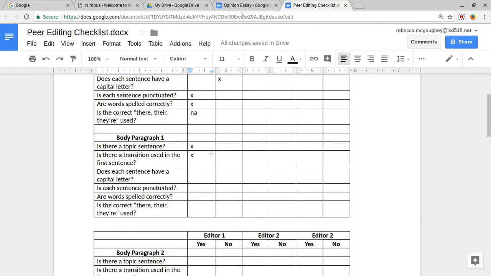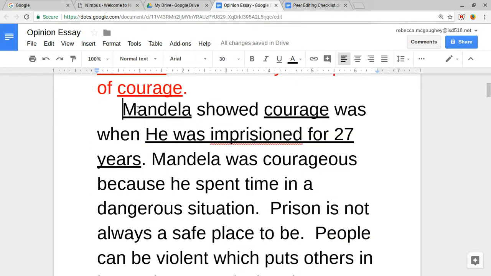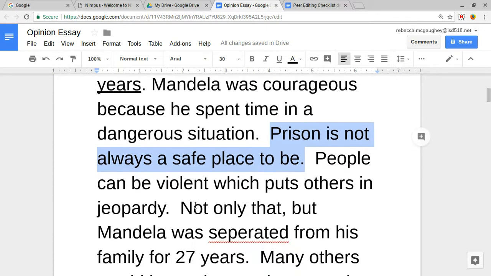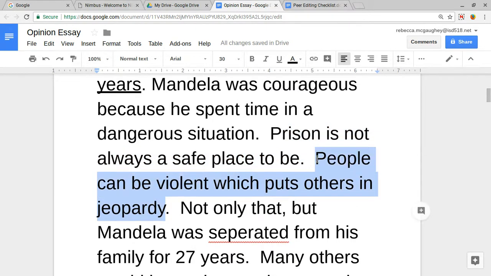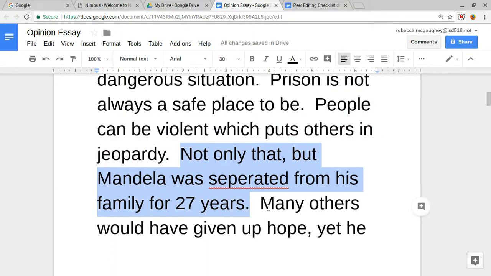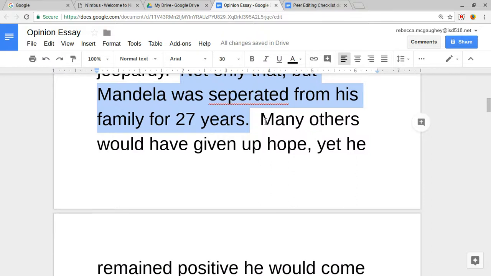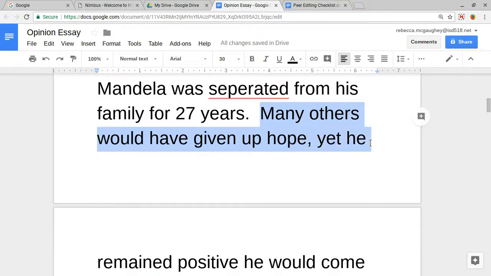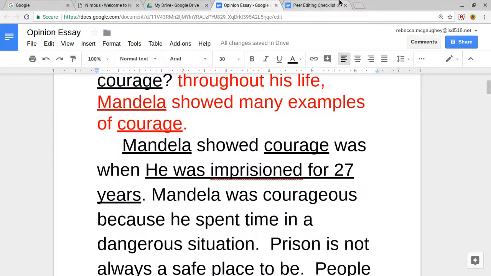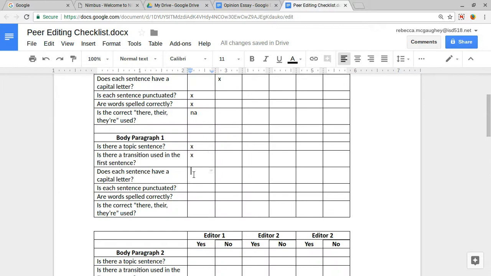Does each sentence have a capital letter? Okay, here's sentence 1 that is capitalized. Here is sentence 2 that is capitalized. Here is sentence 3 that is capitalized. Here is sentence 4 that is capitalized. Sentence 5 that's capitalized. Sentence 6 here is looking like it's capitalized. And that's all that I have. Okay, so I'm going to mark yes.